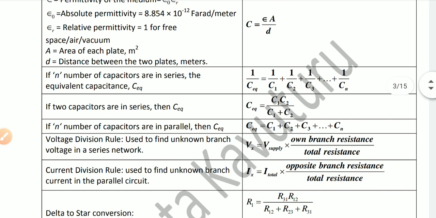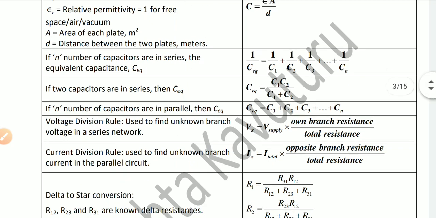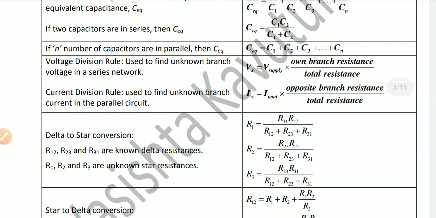Next, if a number of capacitors are in series, the equivalent capacitance is 1 by C equivalent is equal to 1 by C1 plus 1 by C2 and so on 1 by Cn. If two capacitors are in series, then C equivalent is equal to C1 C2 by C1 plus C2. If n number of capacitors are in parallel, then C equivalent is C1 plus C2 plus and so on Cn. Next, voltage division rule.